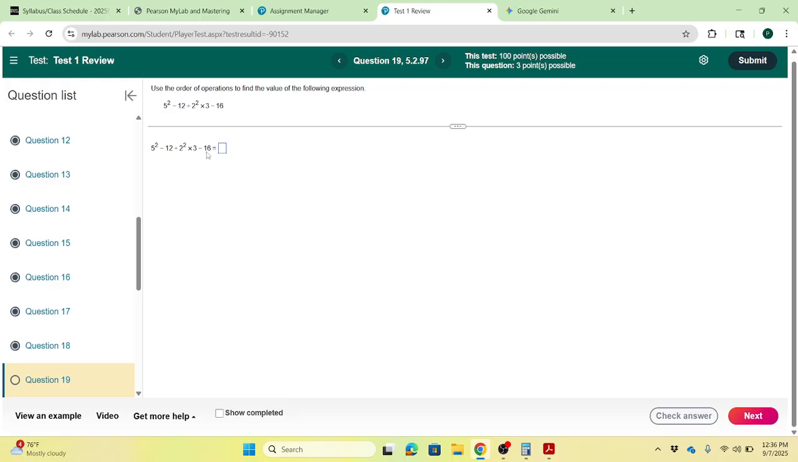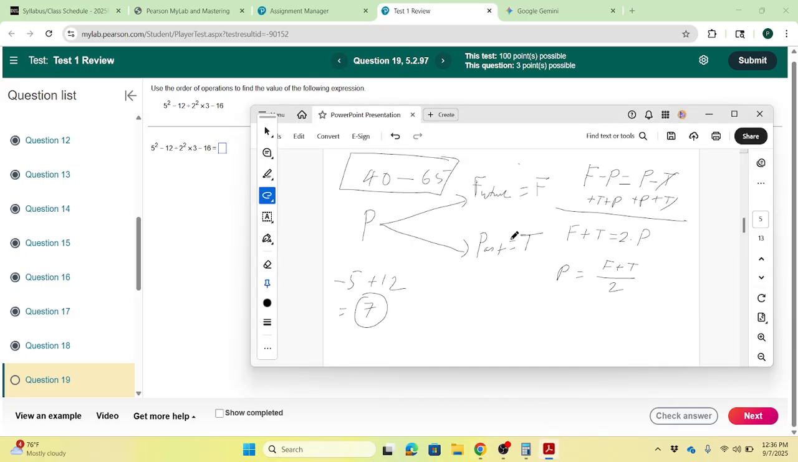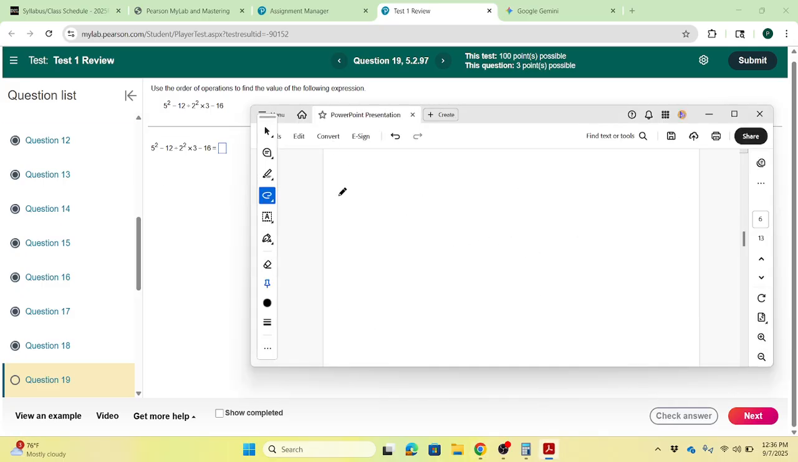Use the order of operations. So we do the exponent first, which is 25, because 5 squared is 25, minus 12 divided by 2 squared, which is 4, times 3 minus 16. After that we do division. 12 divided by 4 is 3, times 3 is 9, minus 16. 25 minus 9 is 16, and then... that is 0 because 9 plus 16 is 25. 25 minus 25 is 0.